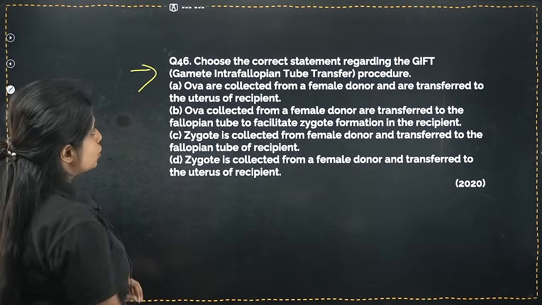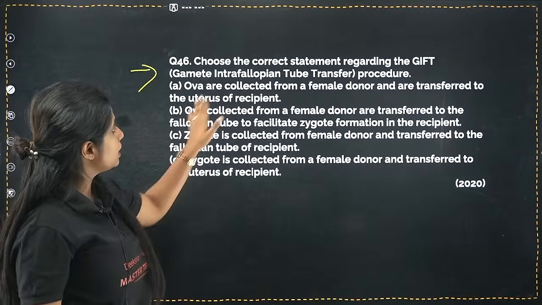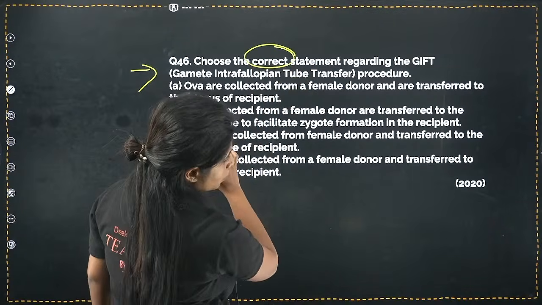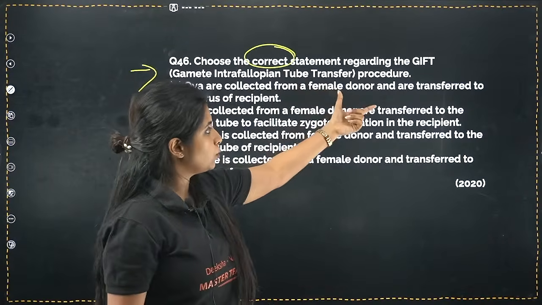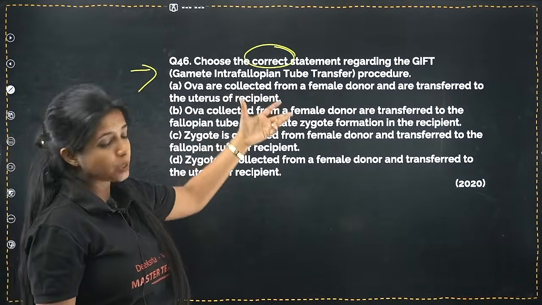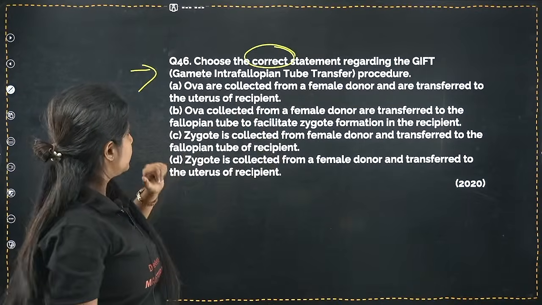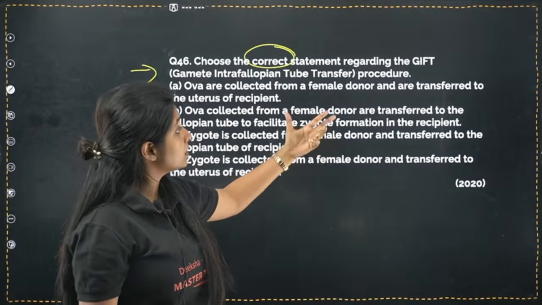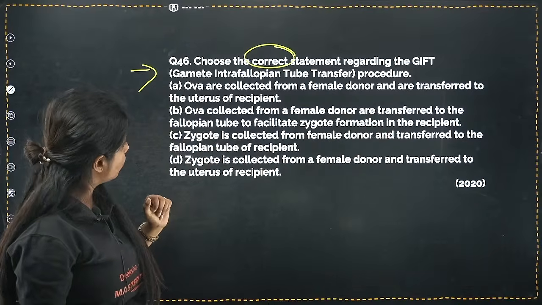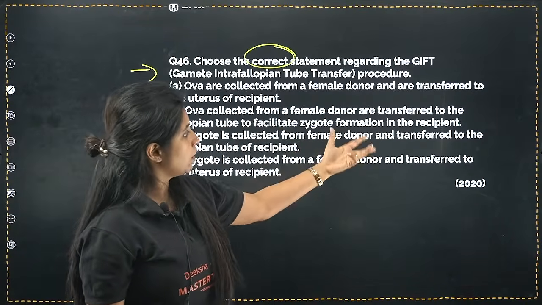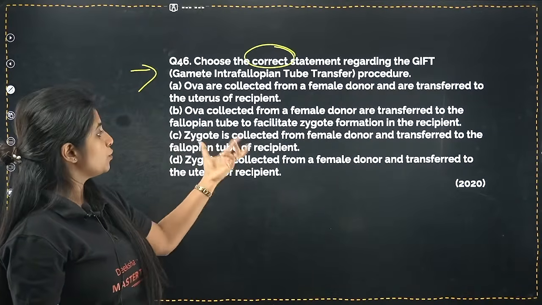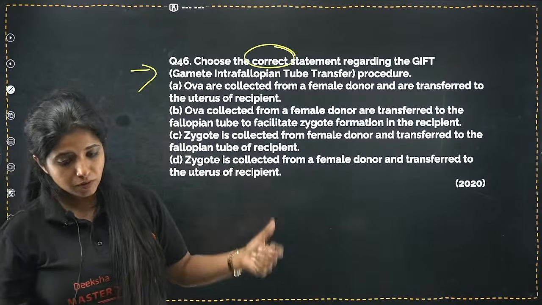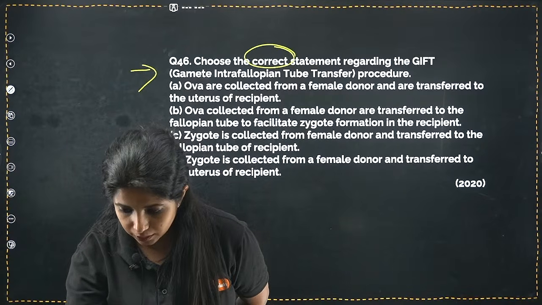Question number 46. Choose the correct statement regarding the GIFT, gamete intrafallopian tube transfer, process. You have to find what is the correct statement. Ova are collected from a female donor and are transferred to the uterus of the recipient. Next, ova are collected from a female donor and transferred to the fallopian tube to facilitate the zygote formation in the recipient. Zygote is collected from the female donor and transferred to the fallopian tube of the recipient. Zygote is collected from a female donor and transferred to the uterus of the recipient. What do you think is the answer for this particular thing?